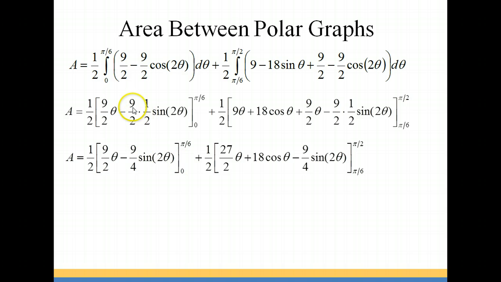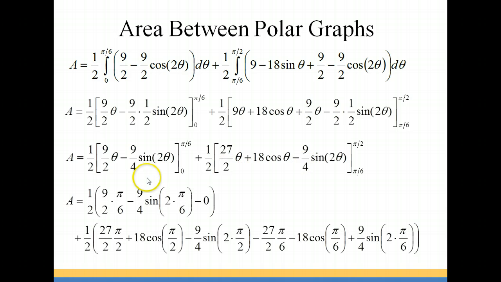Simplifying some more, we get 9/2 times 1/2 is 9/4 here. On this side I combine the 9 theta and the 9/2 theta to become 27/2 theta. And we had 9/2 times 1/2, which gives us 9/4. Okay, so now what we want to do is plug in our endpoints of integration.